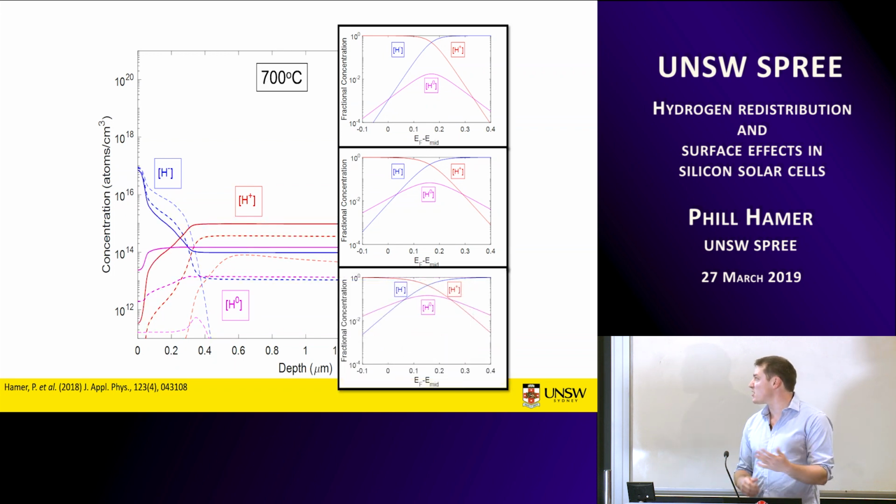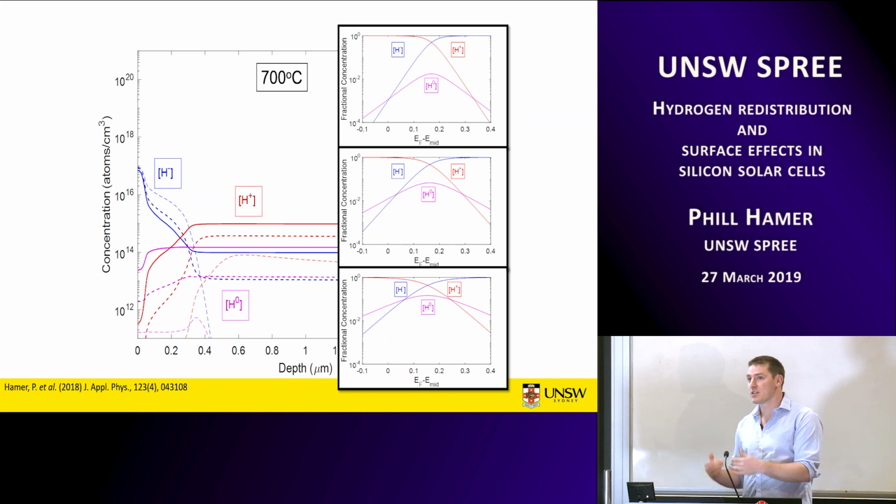So at 700 degrees, which is still a bit low, but closer to typical firing temperatures, we can see this crossover point for the H plus and the H minus is now significantly close to the surface, and the ratio of hydrogen at the surface to the bulk concentration of hydrogen has shifted dramatically. And this is what drives the hydrogen redistribution I'm going to talk about later.